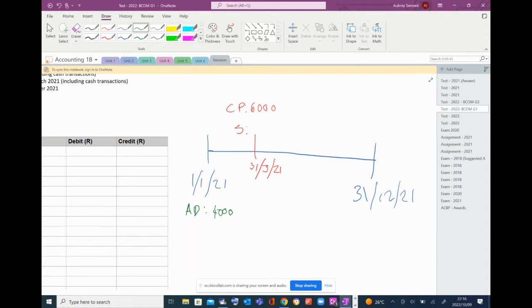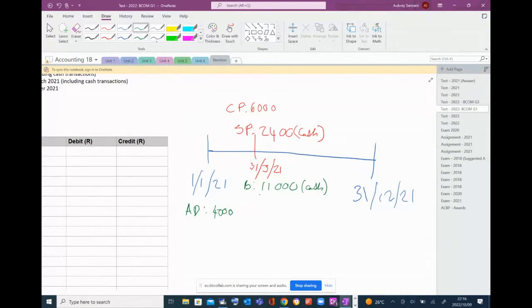What else did they tell us? The machine was sold for 2,400 cash. And we know that it was sold when? On the 31st. So SP, selling price was 2,400, cash. So we know how it was disposed. A new machine was purchased, 11,000 cash on 31 March 2021. So on that very same day, we also bought a machine. I'm going to put B for bought, and that was for 11,000. Again, this was cash.